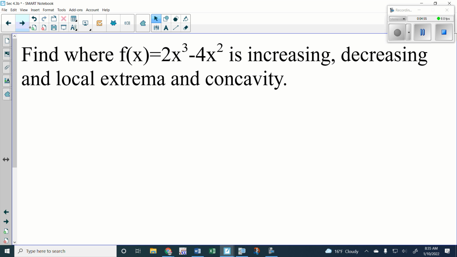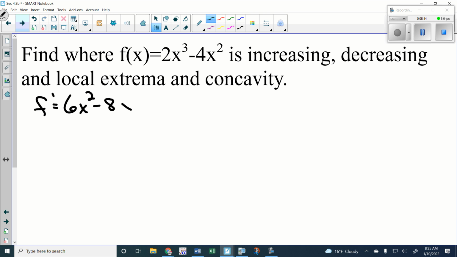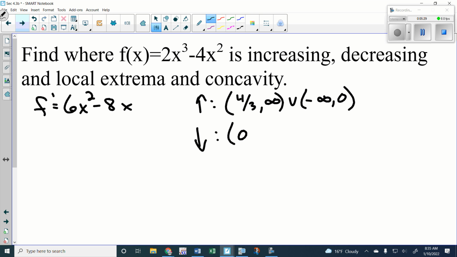Find where 2x cubed minus 4x squared is increasing, decreasing, its local extrema, and concavity. Now, we already did this previously. This is an example we did in the front of your notes. So from the front of your notes, what was the derivative? Somebody flip it over to the front. 6x squared minus 8x. Where was it increasing? 4/3 to infinity and negative infinity to 0. And then it was decreasing from 0 to 4/3.